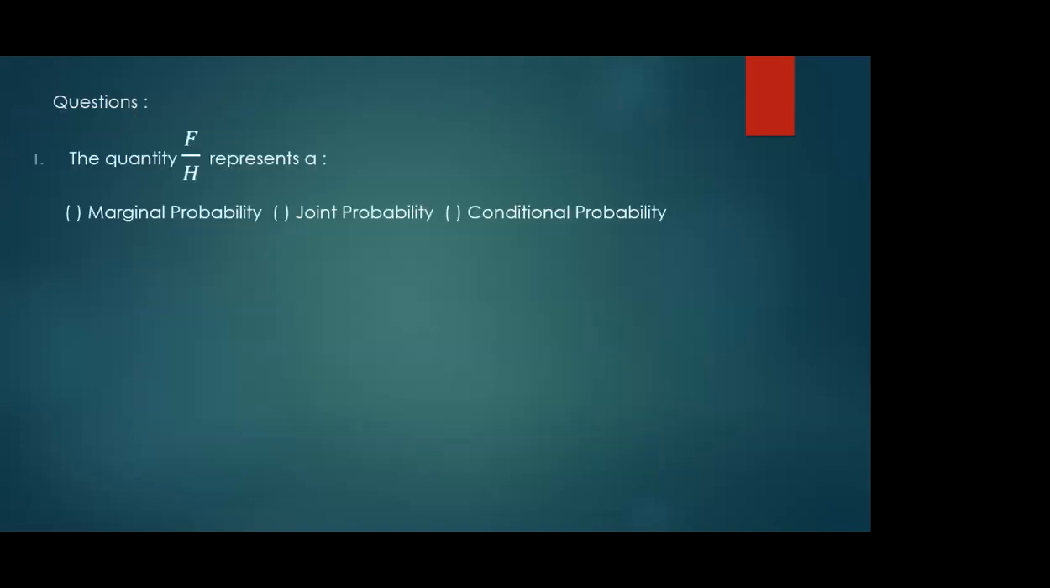So the first question is: the quantity F over H represents what kind of probability? Is it a marginal probability, a conditional probability, or a joint probability? I'm going to put it back on the previous slide so you can see. So again, the quantity F over H represents what?